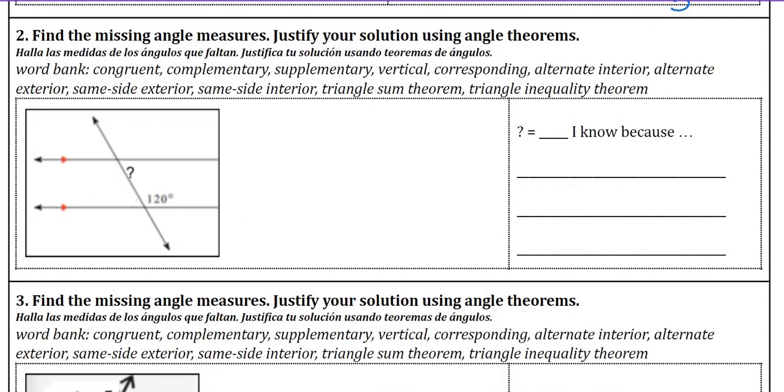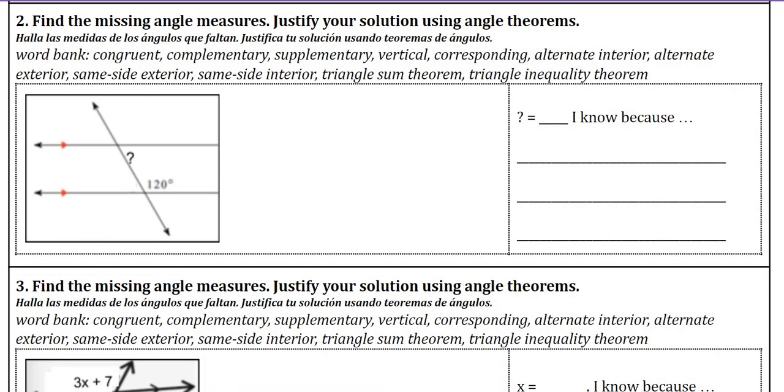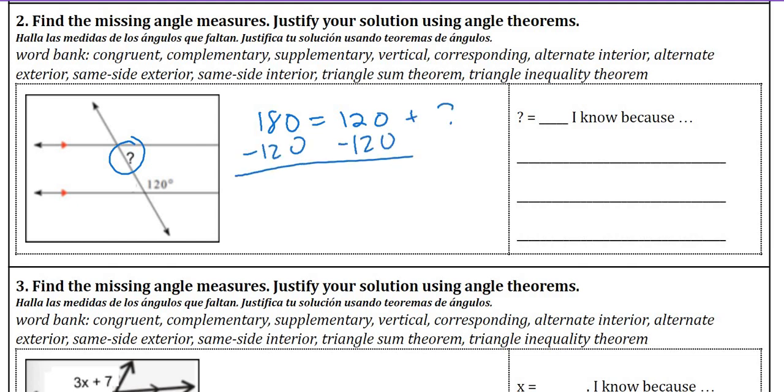Next problem. Number 2, find the missing angle measures. Justify your solution using angle theorems. And we have a word bank. I'm looking for this angle right here. All right. Well, this angle is going to be 180 equals 120 plus the angle. Subtract 120 from both sides. And I have 60 degrees is the measure of my angle.